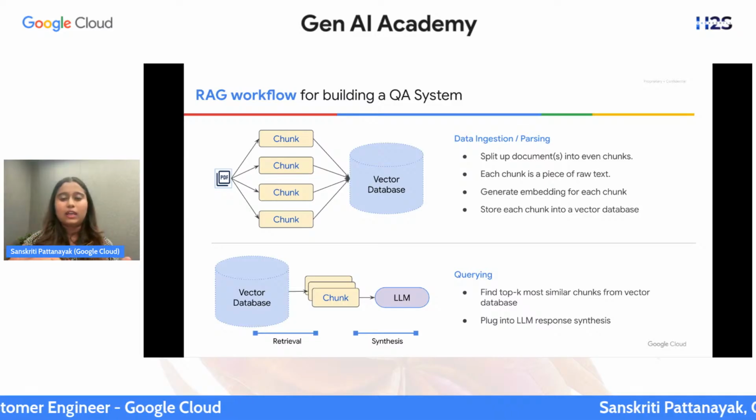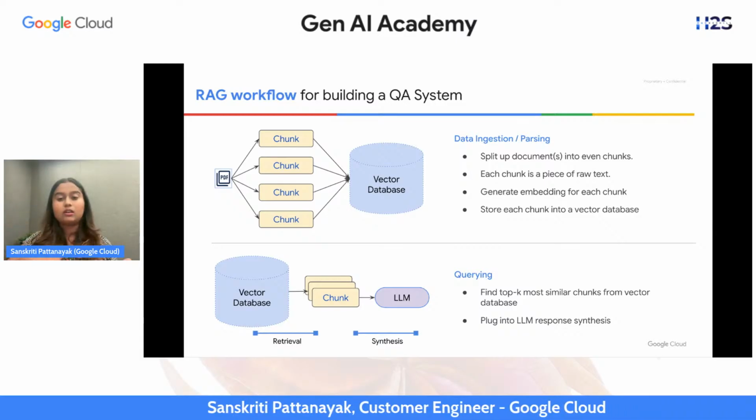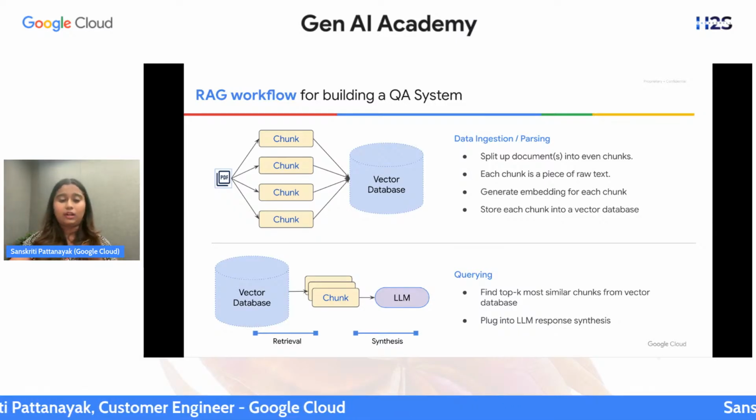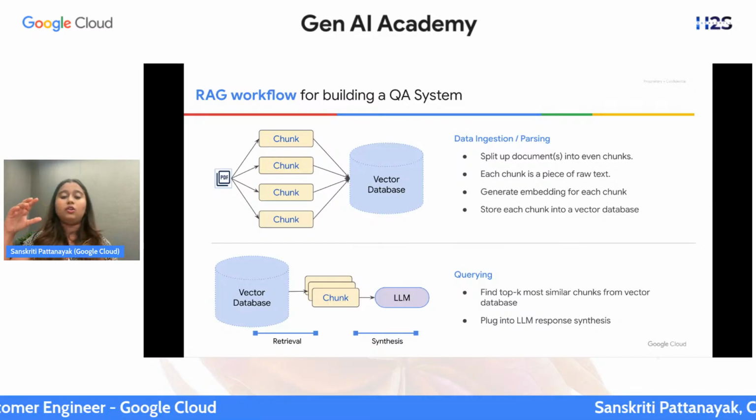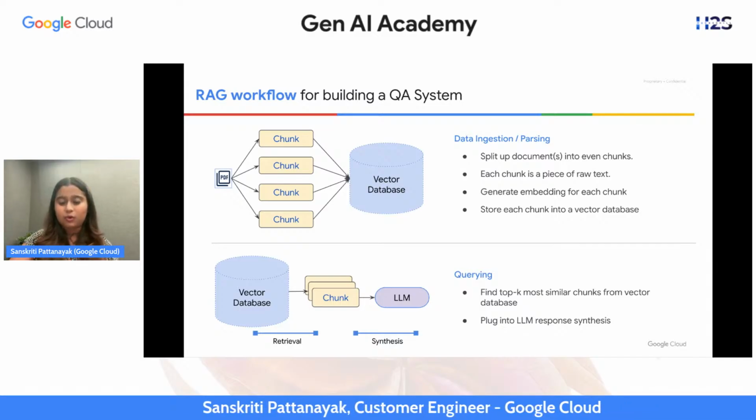So again, quick recap: I split my documents into even chunks, or uneven chunks if that makes more sense, and that's something you figure out based on your use case. You create an embedding for each chunk, you store the chunk in a vector database. When you're querying, you find the top K similar chunks from the vector database and you plug them into your LLM prompt.